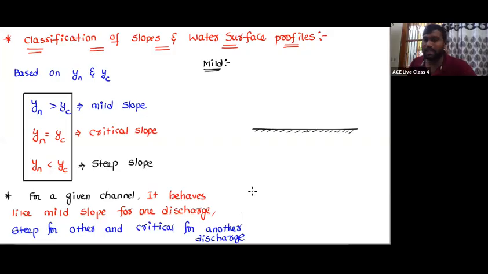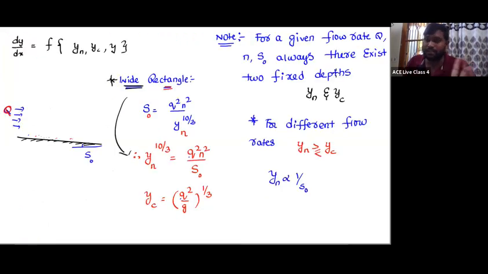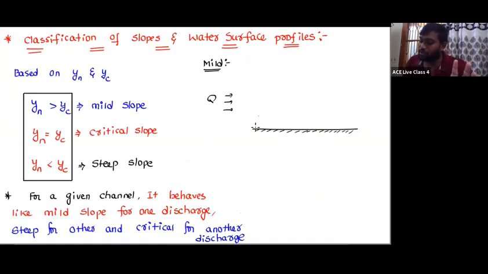So in the case of the mild slope, for a particular discharge, when do you say mild slope? When yn is greater than yc. And you know that yn and yc are nothing but fixed depths. Yes or no? So along the length of the channel, yn remains the same. As long as the discharge is the same, the critical depth is also going to be the same.